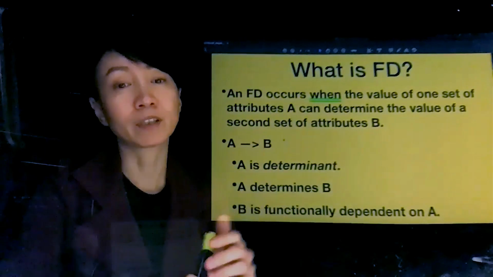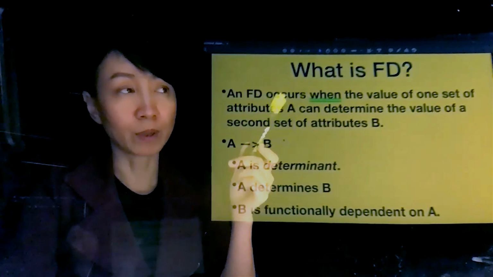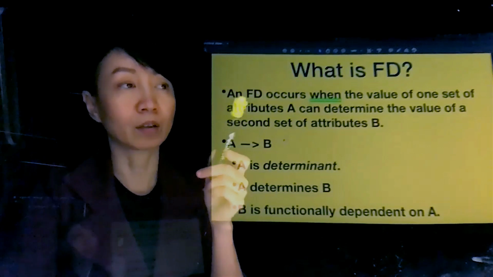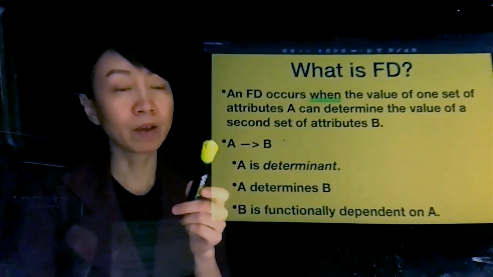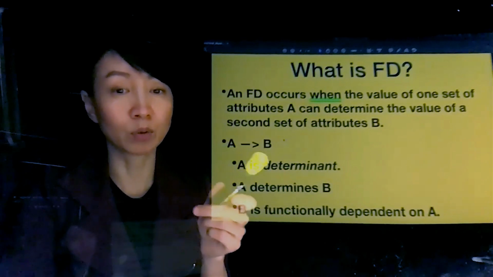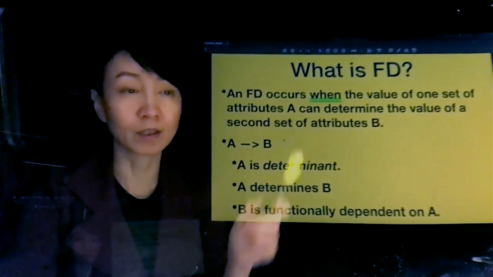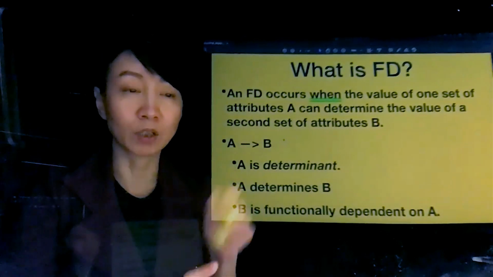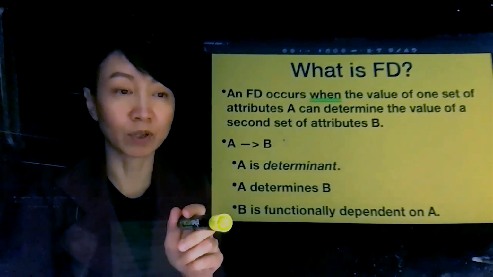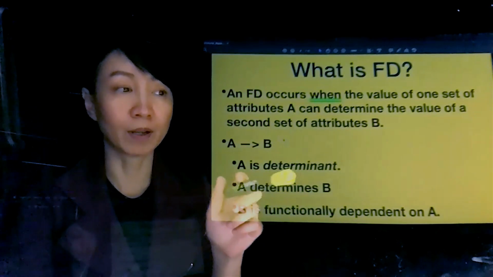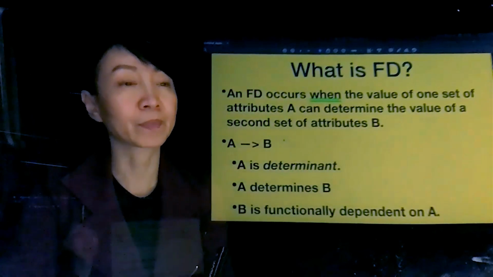First, what is FD? An FD occurs when the value of one set of attributes A can determine the value of a second set of attributes B. We can write this FD as A to B. Here, this right arrow represents determines. So you can read this FD in two ways. You can say A determines B, or you can read B is functionally dependent on A. Here, A is the determinant.